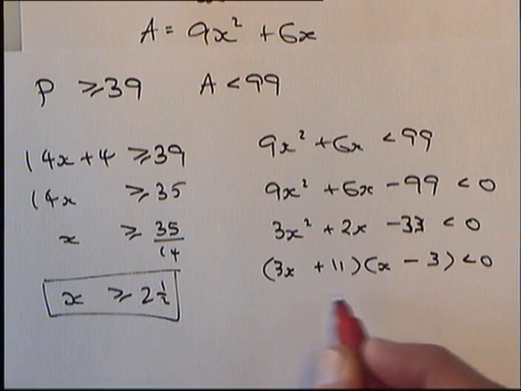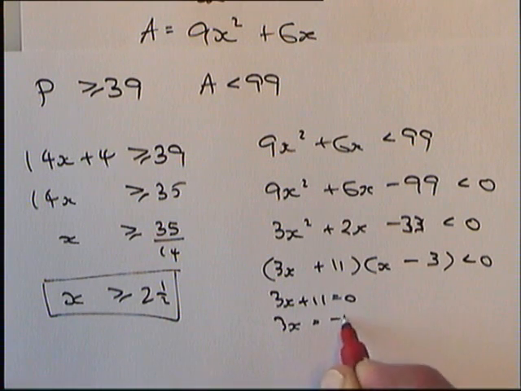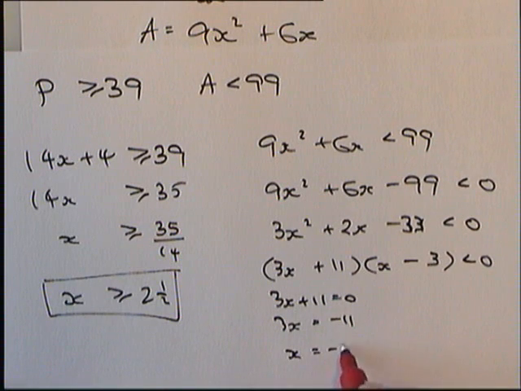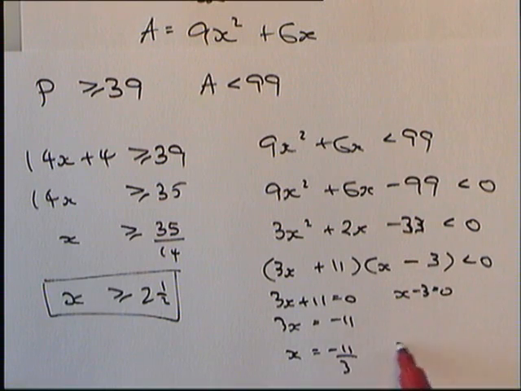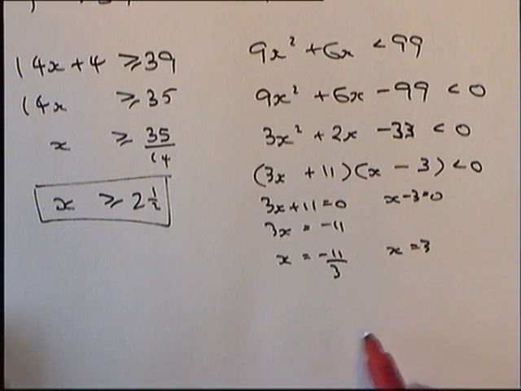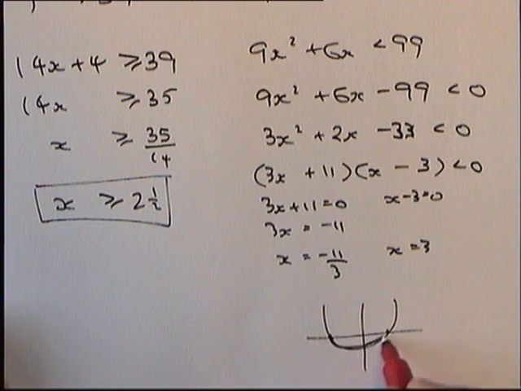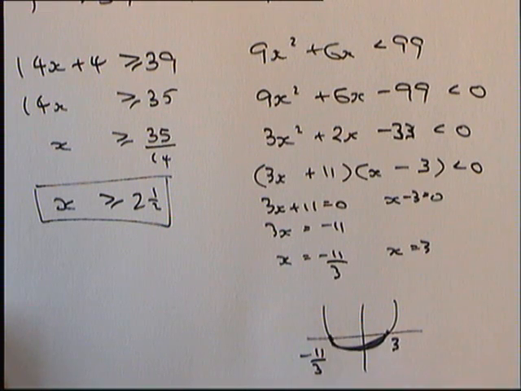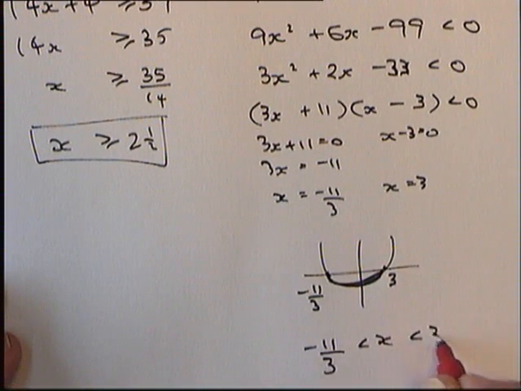Now the roots here: what makes 3x plus 11 equal 0? If you manipulate that equation, you get an answer of minus 11 over 3. And over here, what makes x minus 3 equal 0? You get an answer of 3. Because you want the quadratic to be less than 0, it's this part of it down here, where it's below the x-axis. It's between minus 11 thirds and 3. So we know x has to be between these answers. So we can write those down.